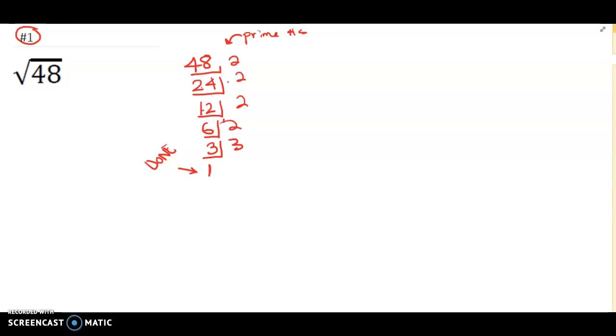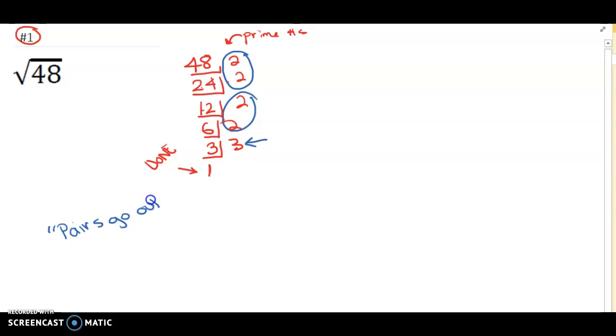All right, so now I have this down to its prime factorization. Okay, so now I'm going to group the pairs. So I have a pair of 2's and a pair of 2's, and then I have this leftover 3 that doesn't have a 3 to be paired with. Okay, and if you remember, the pairs go out front, and then the leftovers go in the fridge.